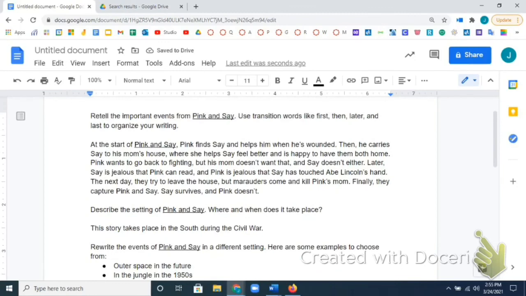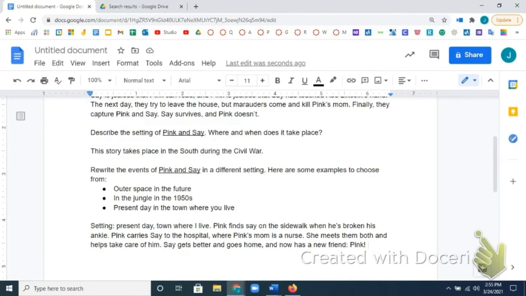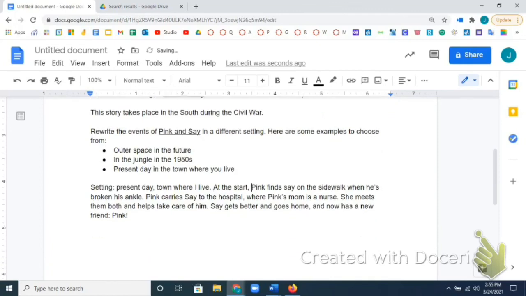Okay, I forgot to add transition words, so I would like to do that now. At the start, then, finally. Okay, so there's our model.